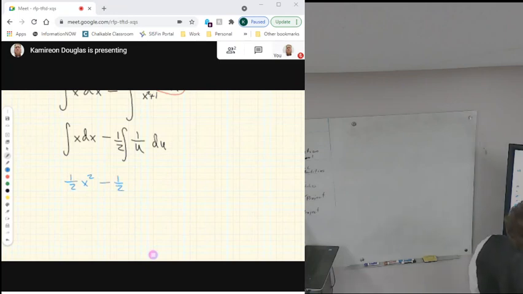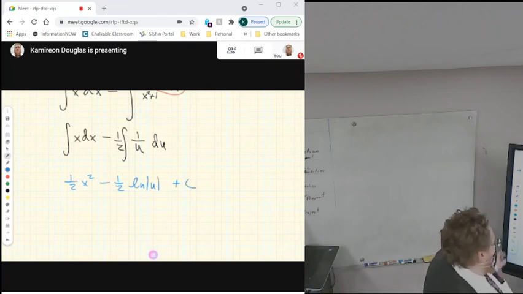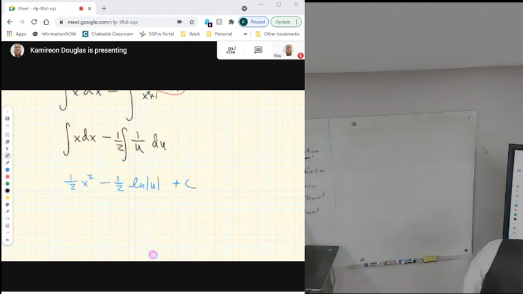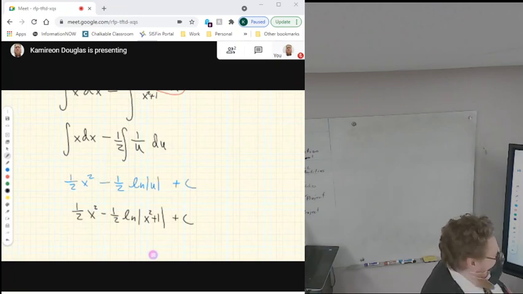The integral of 1 over u du is ln, absolute value of u, plus c. I don't want u in my problem. I want x in my problem, so I do a final substitution. This gives me 1/2 x squared minus 1/2 ln, absolute value, x squared plus 1, plus c. The absolute value symbol in this problem is not necessary because x squared plus 1 is always positive.